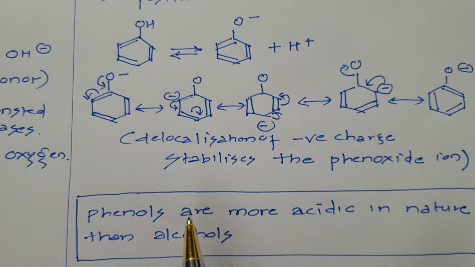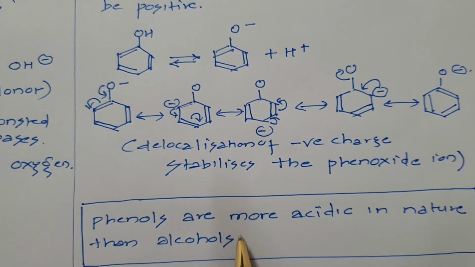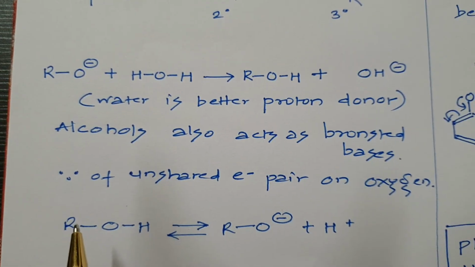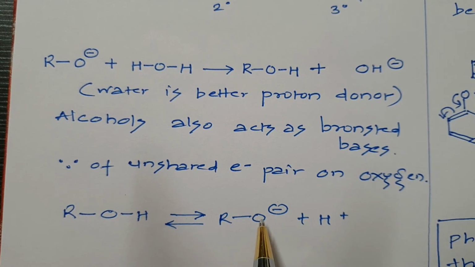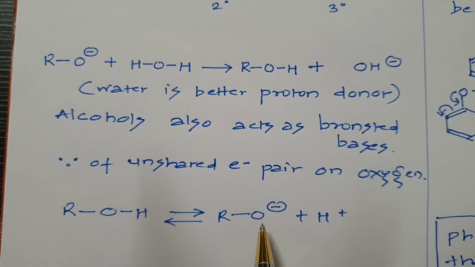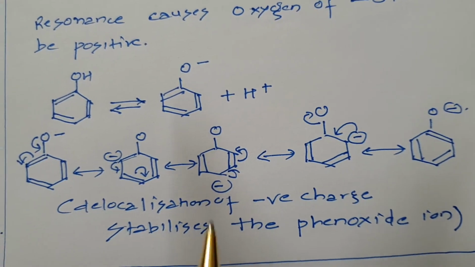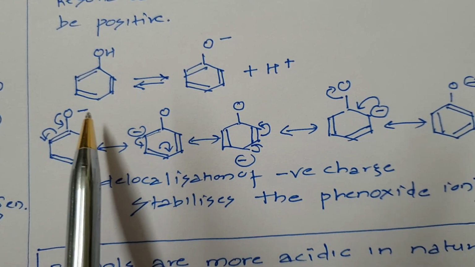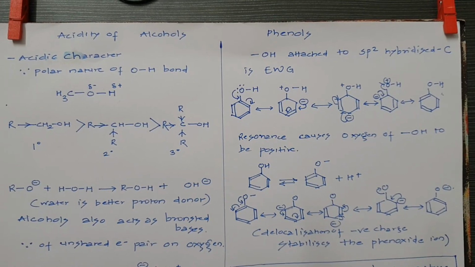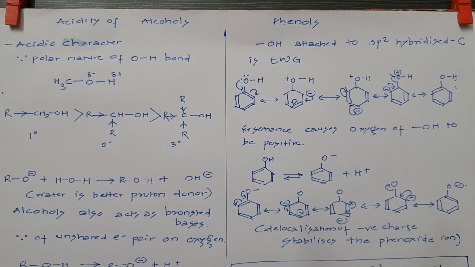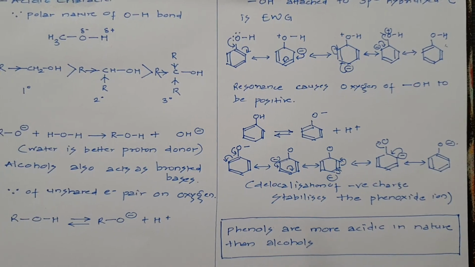Thus, I can conclude that phenols are more acidic in nature than alcohols, because in the case of alcohols, it just forms an alkoxide ion, so the negative charge is just balanced by the alkyl group attached to it. Whereas in the case of phenol, it forms 5 resonating structures which stabilize this negative charge. Hence overall, when we compare the acidic nature of alcohols and phenols, we find phenols are more acidic than alcohols.